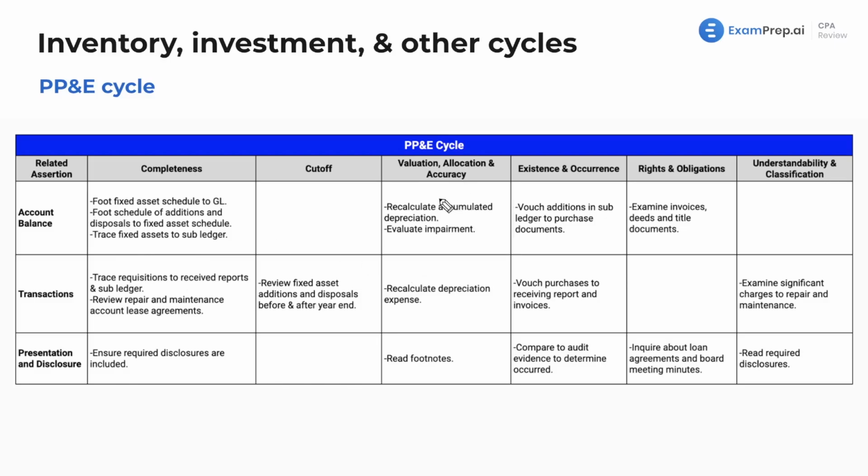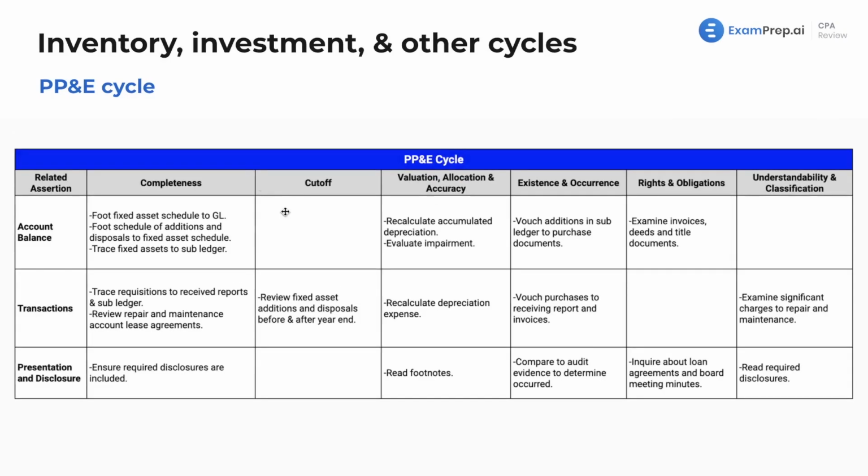For valuation and allocation, you could recalculate the accumulated depreciation and evaluate any impairment, making sure that the PP&E, machines, trucks, are properly presented in their accurate value. To test the existence and occurrence, we're going to want to vouch additions in the subledger to purchase documents, making sure that we understand that vouching ties in with existence and occurrence. For rights and obligations, we're going to examine any invoices, deeds, and title documents, also board of directors meetings.